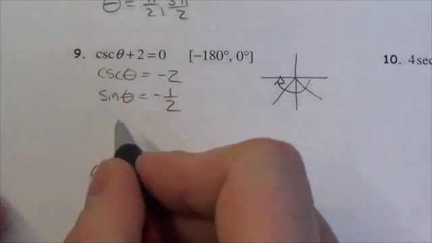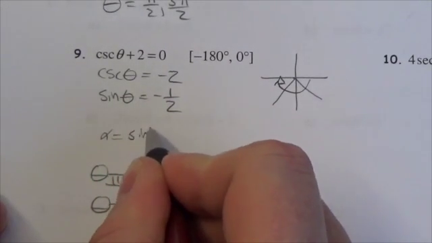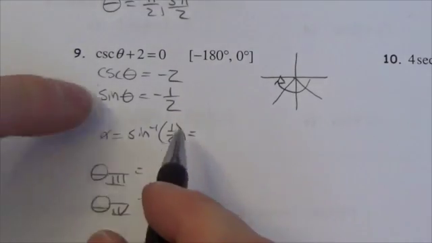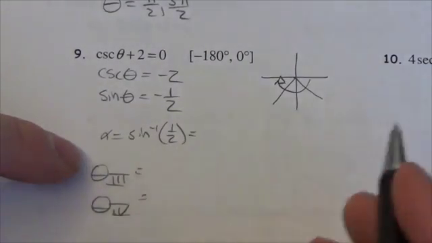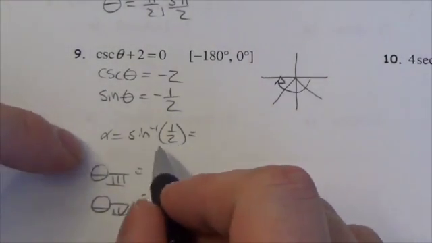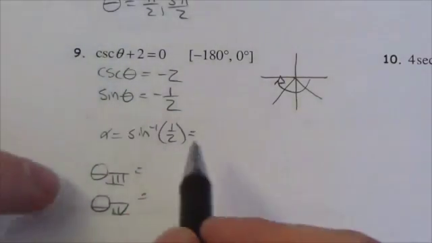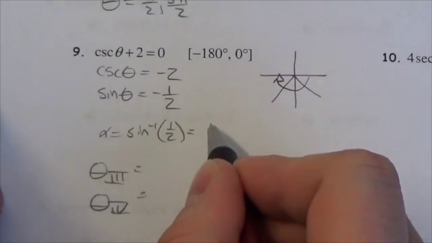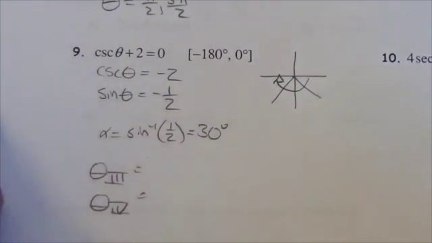Now what I've got to do is get the reference angle. So the reference angle is the inverse sine of the positive of that trig ratio, because again I don't need the negative, I only need to know the size of the angle. And I've got to think, okay, what angle connects sine and a half? And the answer is it's going to be pi over 6, or in this case 30 degrees.